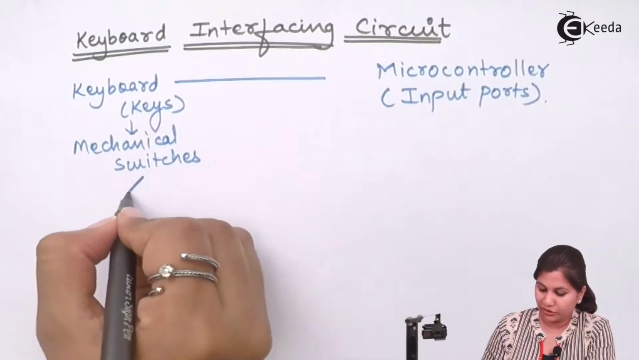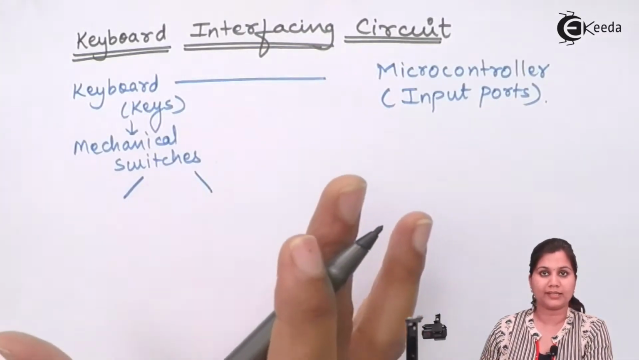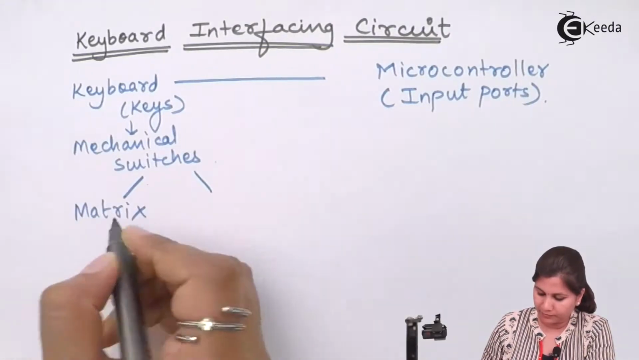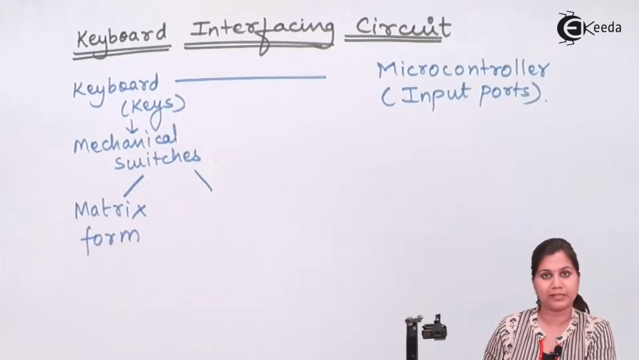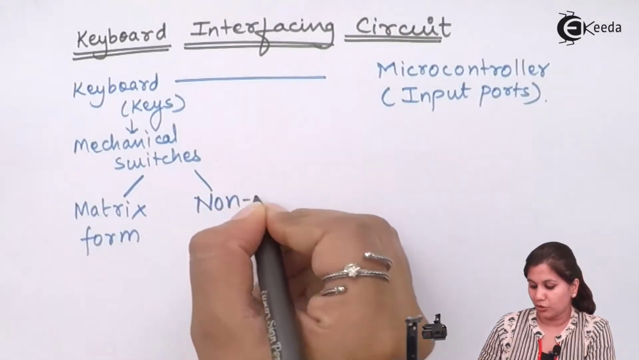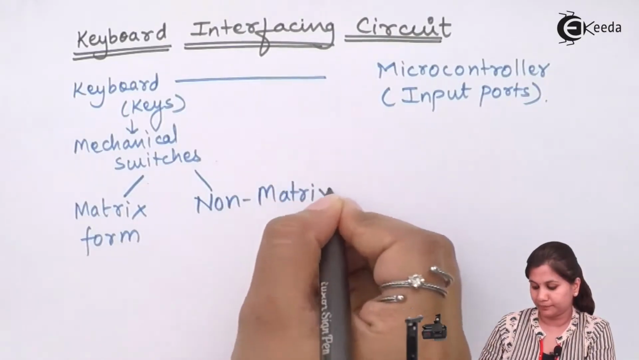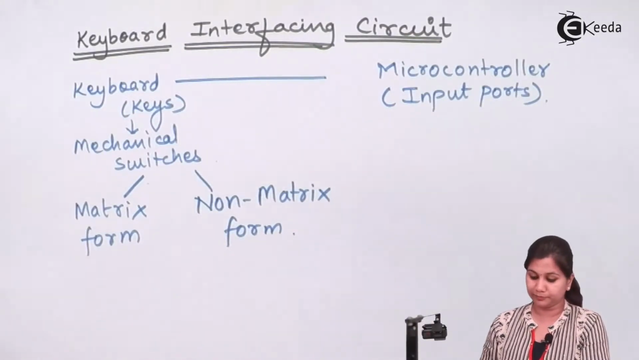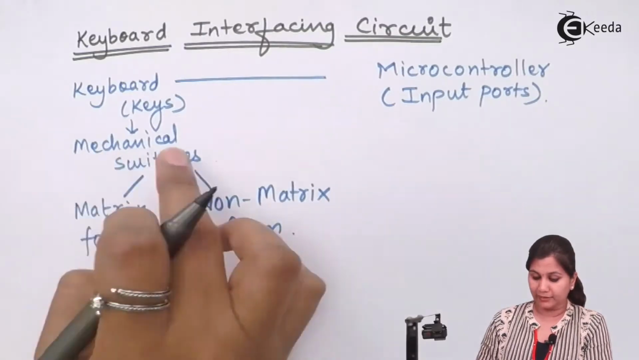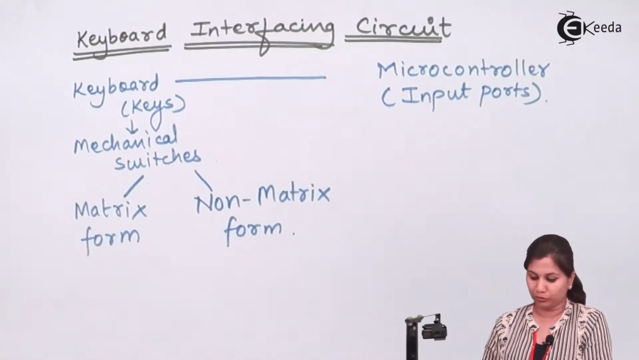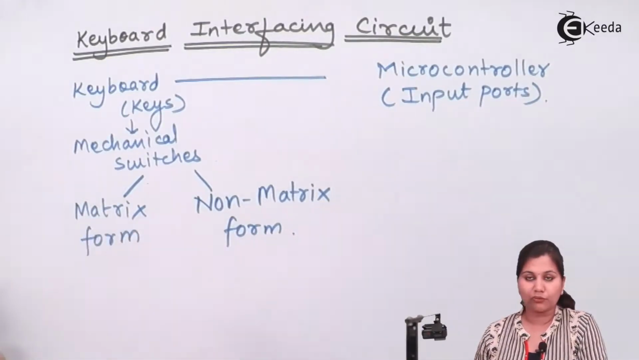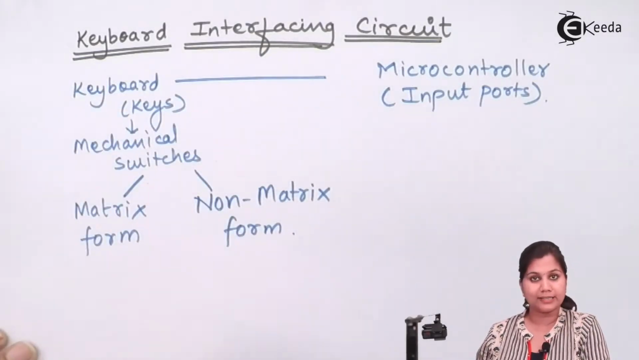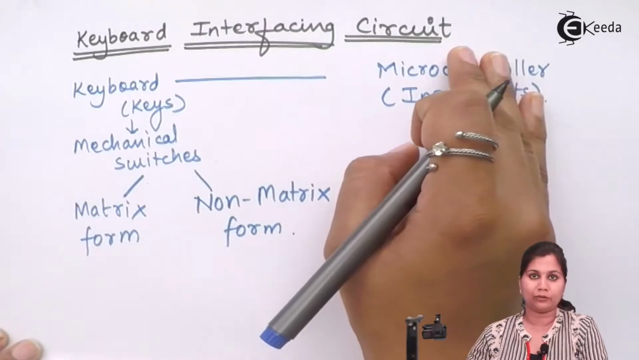Now these mechanical switches are arranged in two ways in the keyboard. One way is the matrix form, in which the switches can be present, and the other form is called the non-matrix form. So there are two ways in which the mechanical switches can be present in the keyboard. Let us see these two forms, the matrix form and the non-matrix form. First of all, we will see how a non-matrix keyboard is interfaced with the microcontroller.